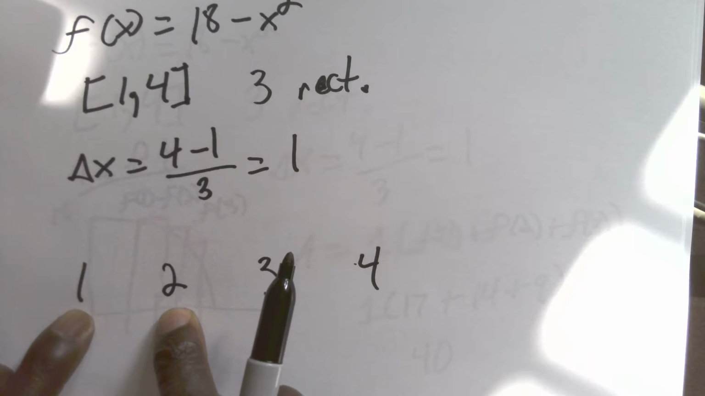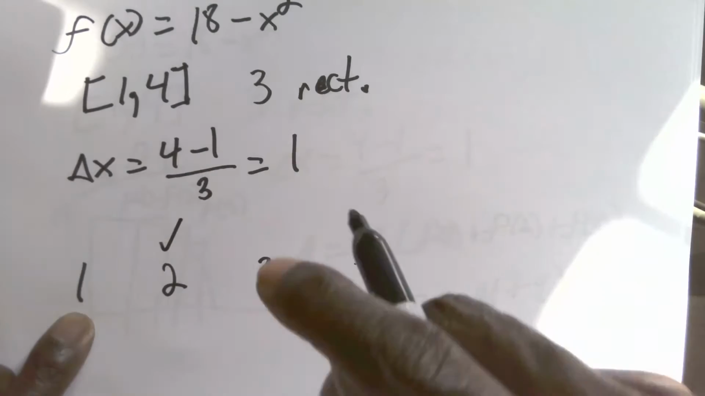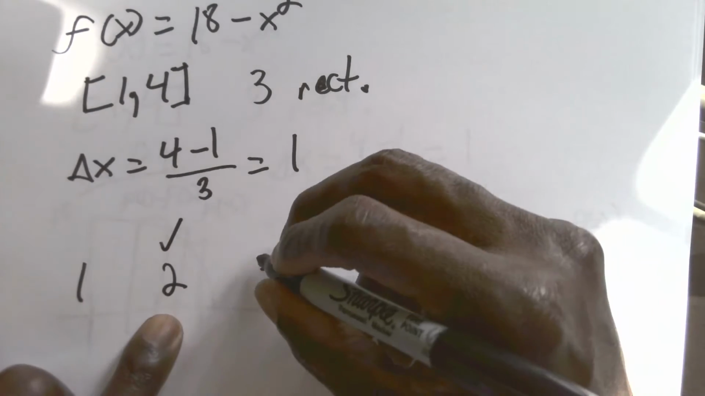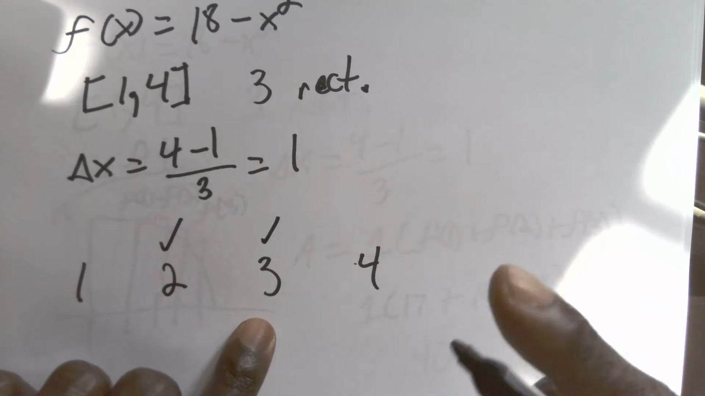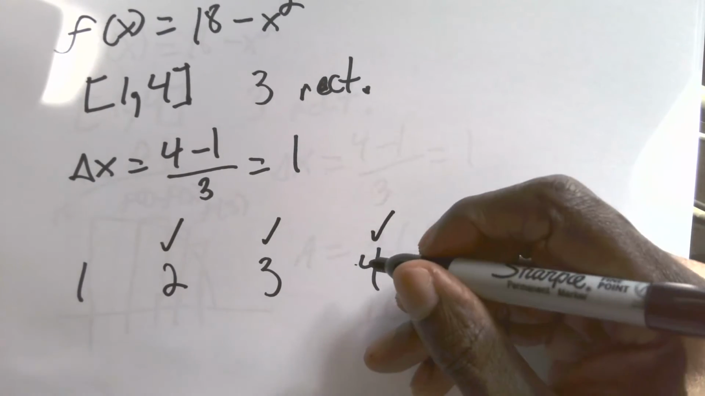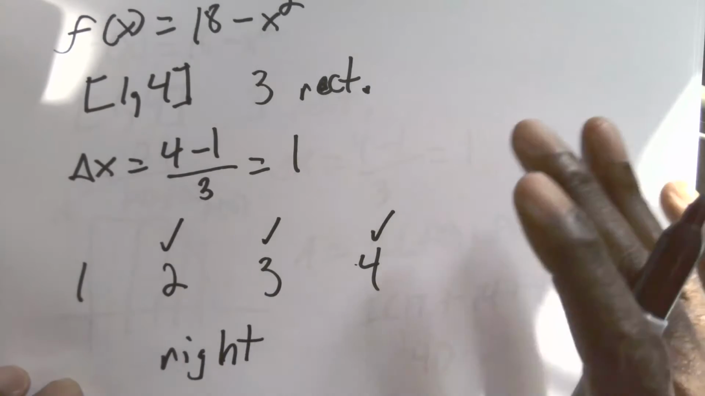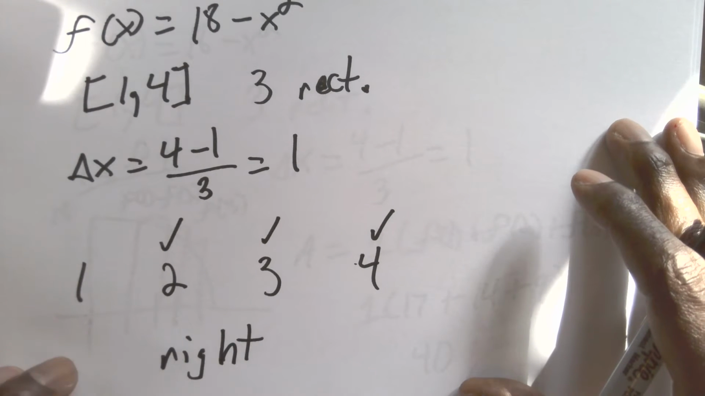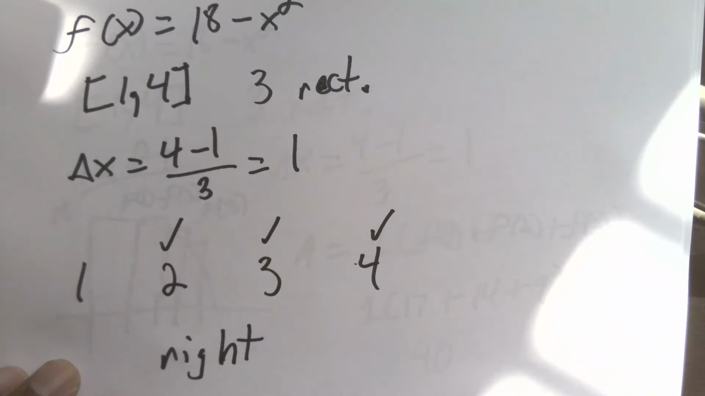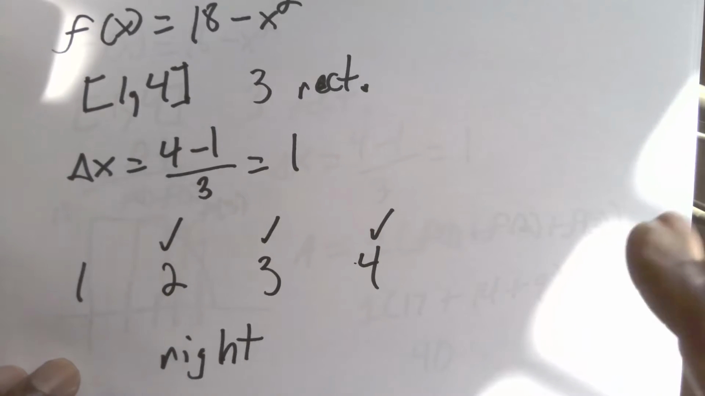So 1 and 2, I'm going to use the 2. 2 and 3, I'm going to use the 3. 3 and 4, I'm going to use the 4. This is what happens on a right Riemann sum. In essence, a simple way of thinking about it, for a right Riemann sum, you're going to evaluate the function for the height at every number in your subinterval except for the first number.